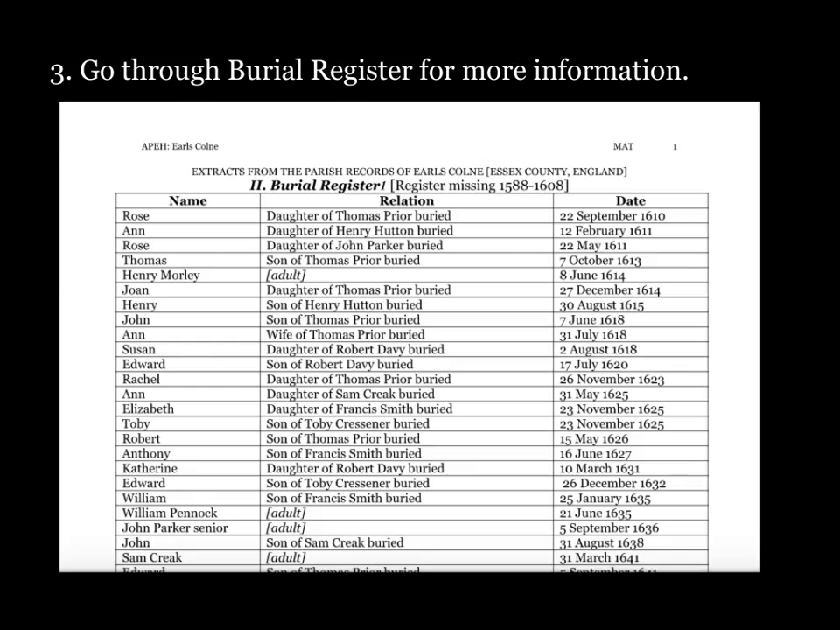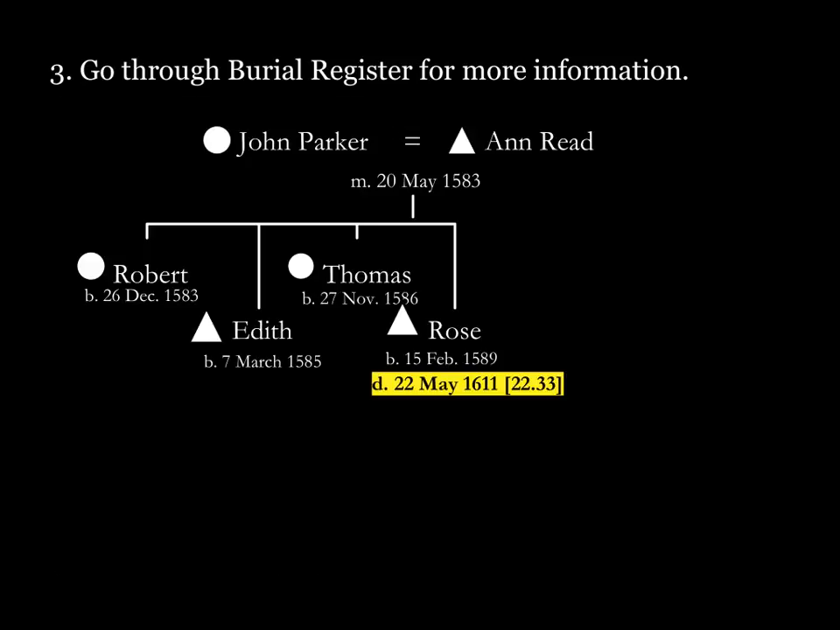Now finally, you're going to go through the burial register. And in the burial register, you'll probably not only find some of the children, unfortunately, of the family trees, but you'll also find some of the husbands and wives listed as well. So you look down the burial register, and you're going to see that Rose, the daughter of John Parker, was buried on the 22nd of May of 1611. So make sure on your chart that you note that down. And since we have both a birth and a death date for Rose, you can go ahead and calculate how long she lived.